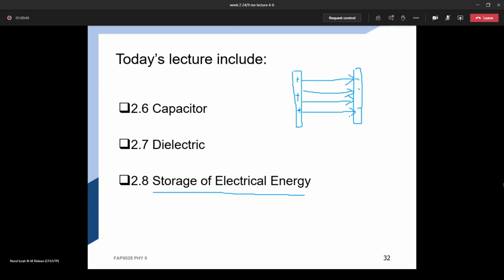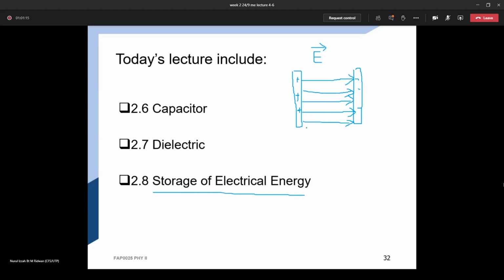What do we have in between the positive plates and the negative plates? We have potential difference. Other than that, we have an electric field. Okay, congratulations. So this electric field is coming from, okay, here it is.